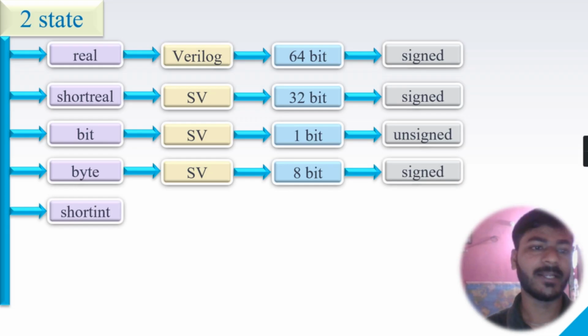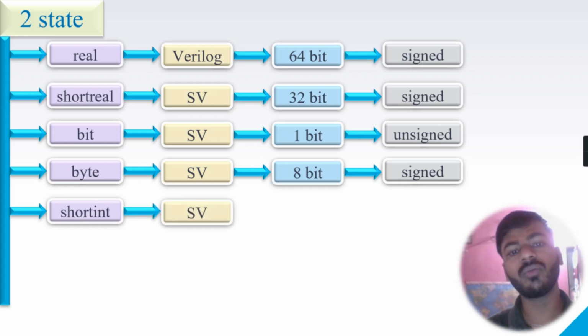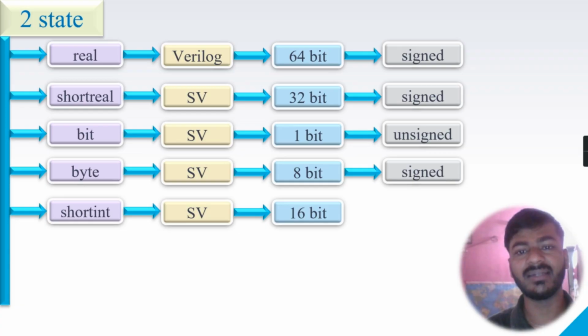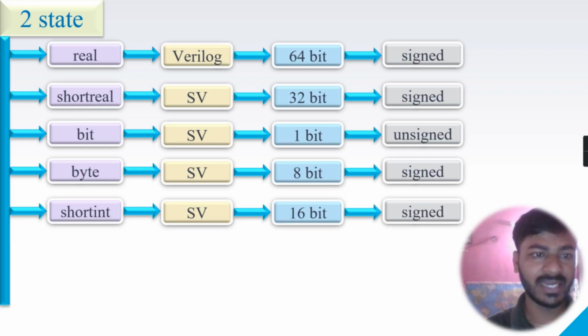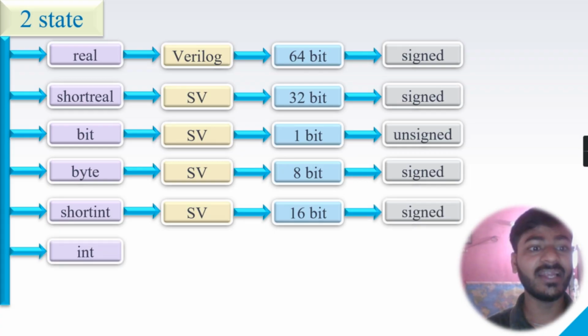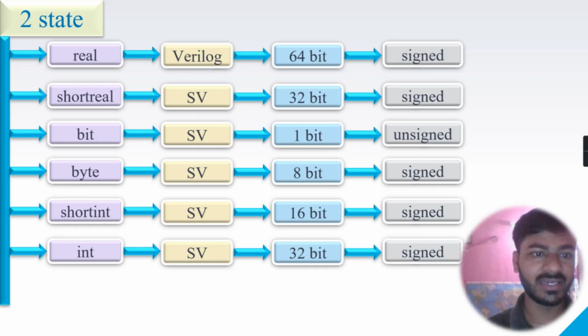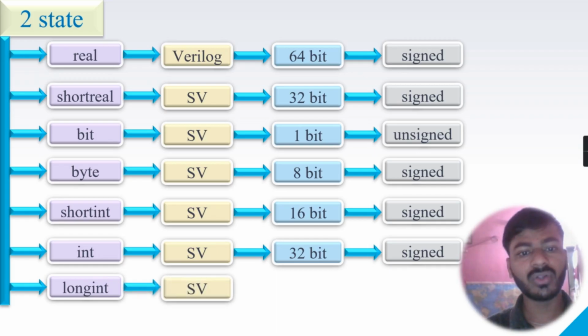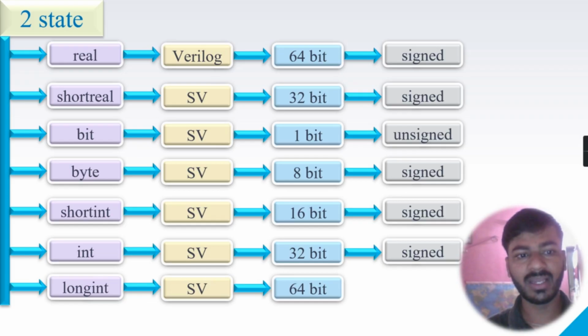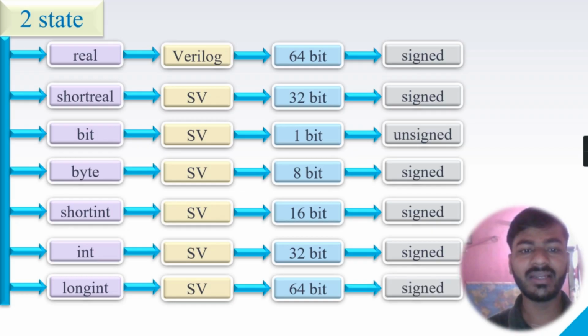Okay, now the shortint. Shortint also belongs to the SystemVerilog language, its width is 16 bit, and it's a signed data type. And after that int: if shortint is 16 bit, then obviously int will be 32 bit wide, and it is also a signed data type. And then longint. All three data types belong to the SystemVerilog language. The only difference is shortint has width 16 bit, int has width 32 bit, and longint has width 64 bit, and all three are signed data types.